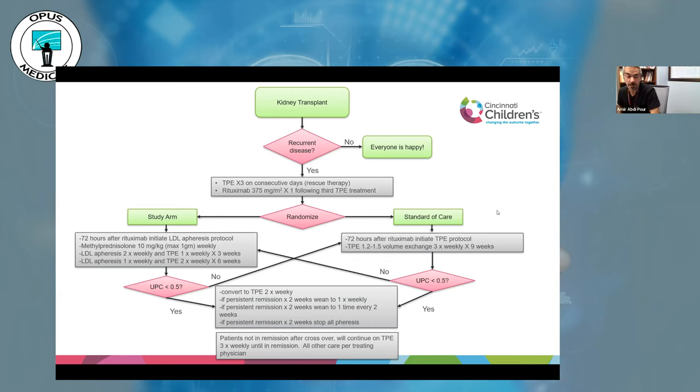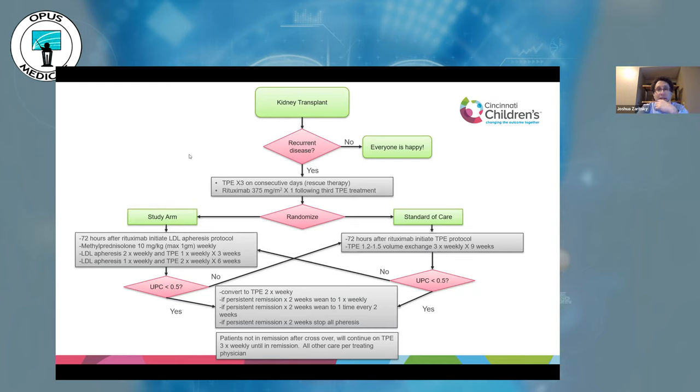Not the question, but the comment. On the adult side, if we had somebody post-transplant with FSGS who responded to plasma exchange, in my experience, if you stop the TPE cold turkey, as you mentioned, there is a higher chance of recurrence, as opposed to tapering off the TPE.